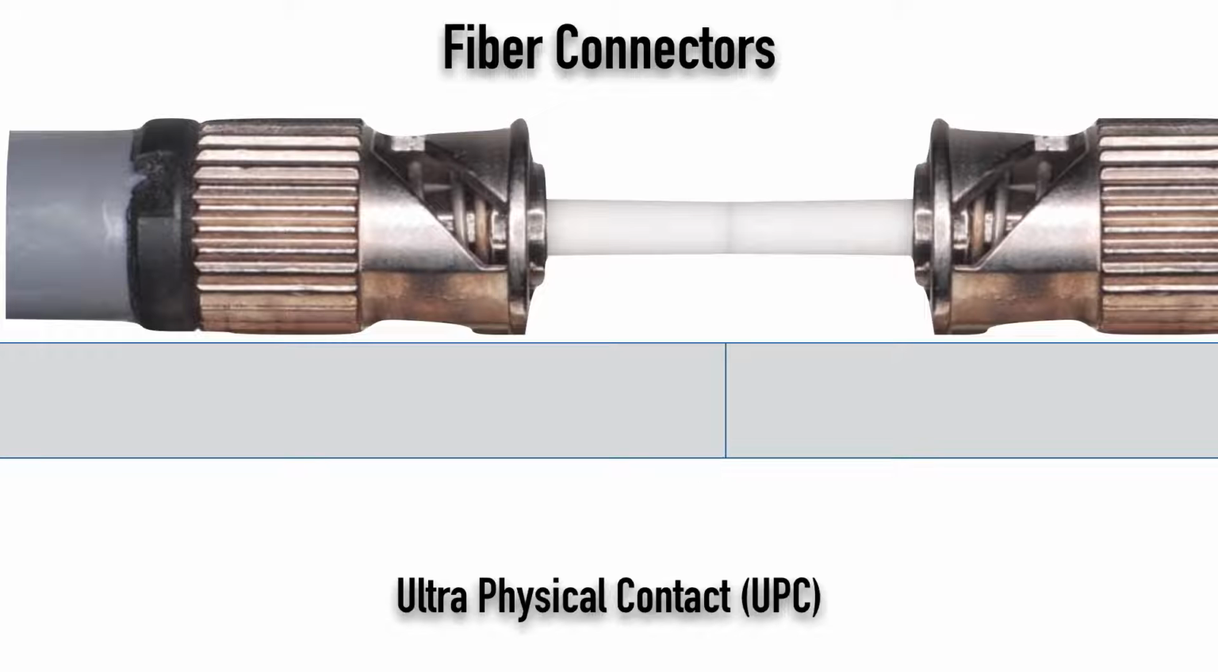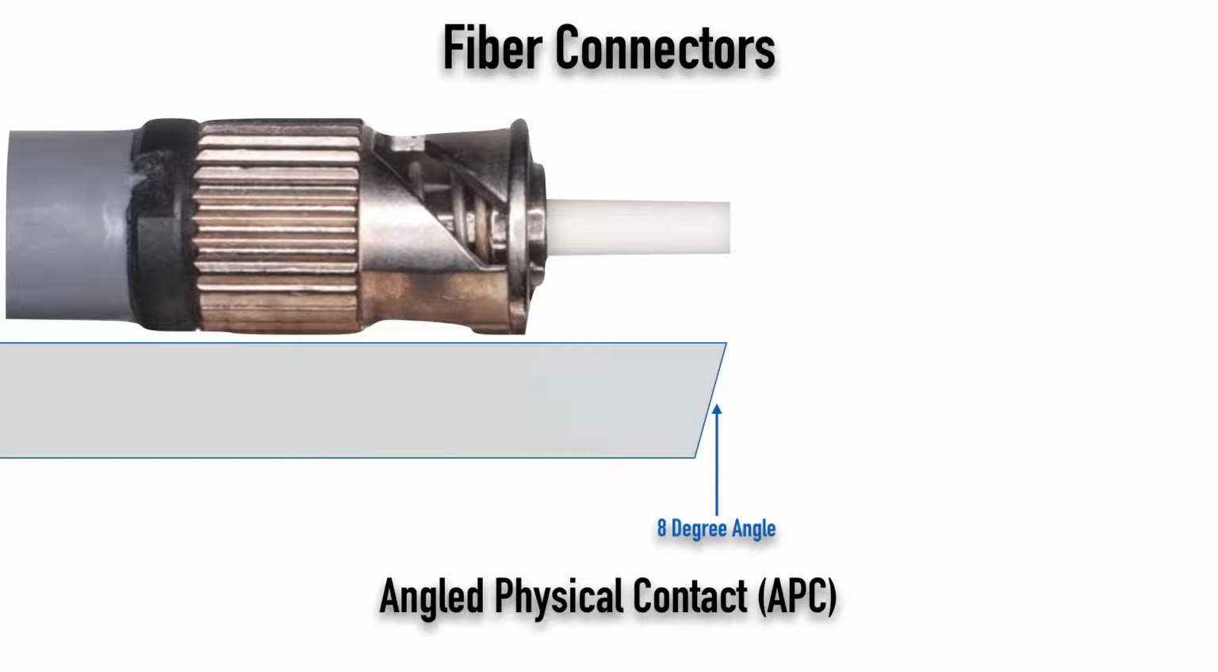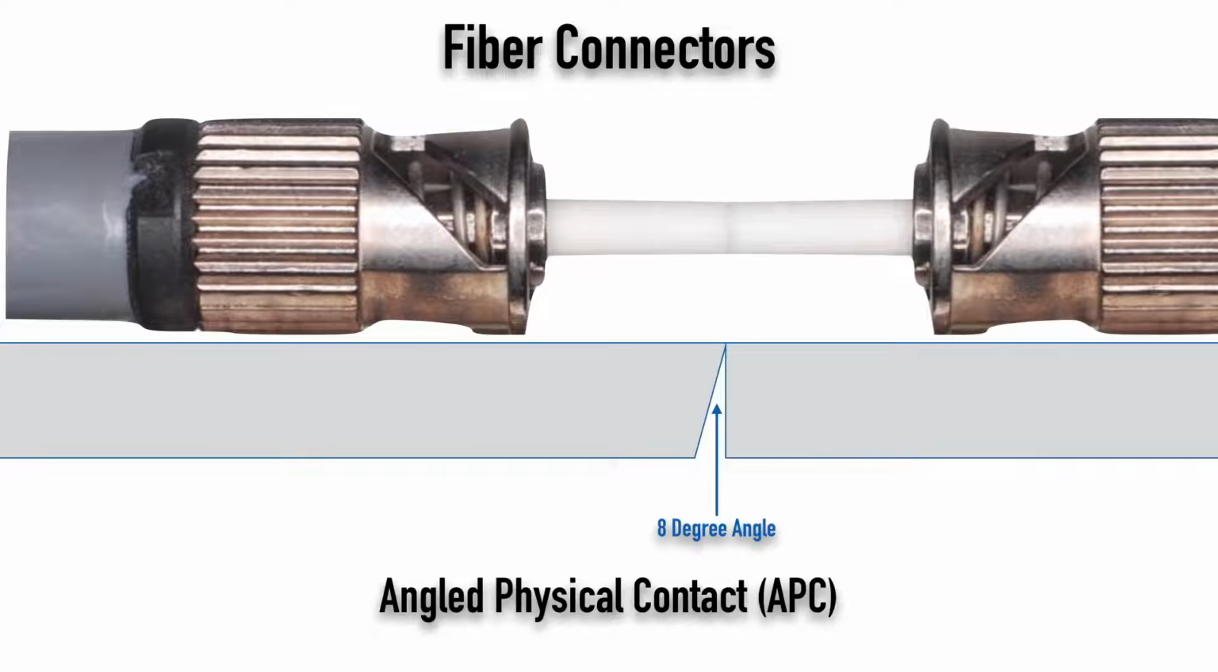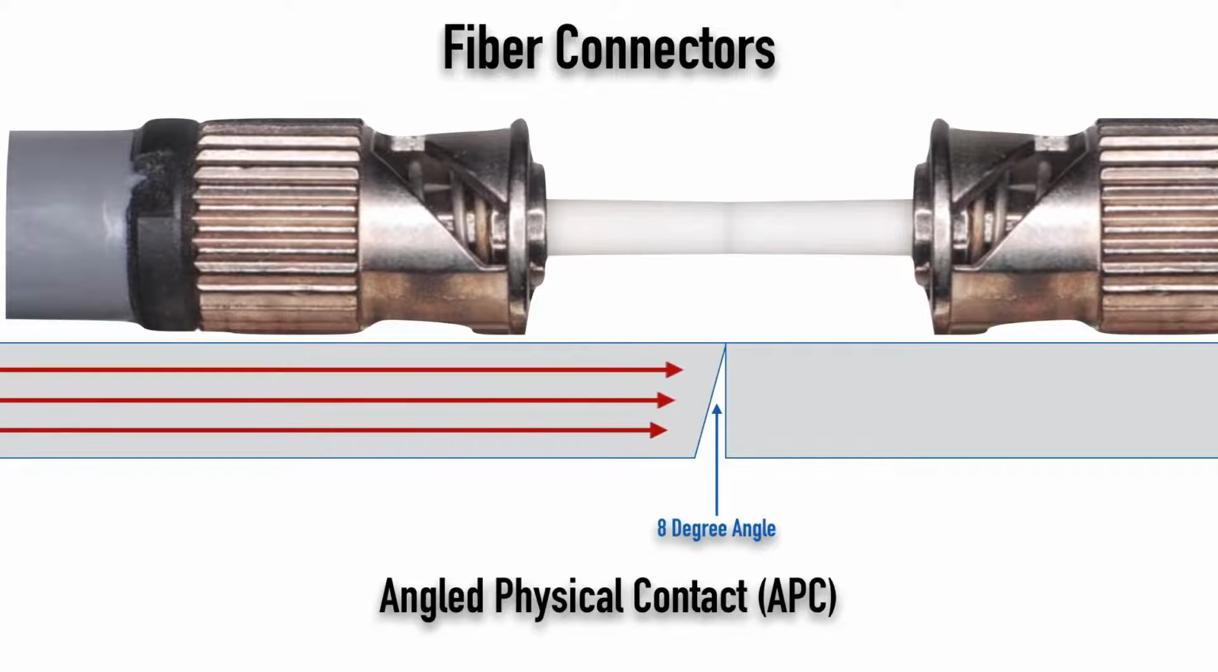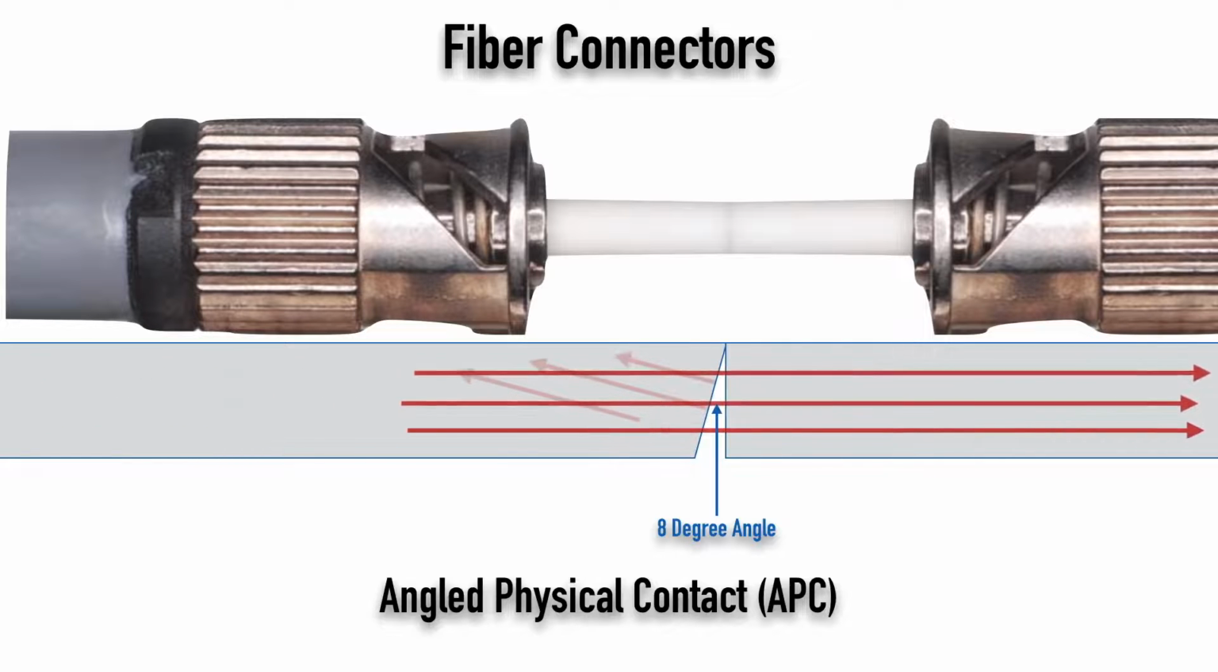So many people, instead of using this approach where we have a flat surface touching a flat surface, which is known as a UPC, an ultra physical contact, some people prefer to use an APC, which is an angled physical contact. Here, when we put these connectors together, they don't completely touch. It's not a flat surface meeting a flat surface. There's actually an 8-degree angle between these. And this is called, again, an angled physical contact. And the idea is the tiny bit of reflection that we get is not going to go straight back and damage the optical source. It's going to be dissipated in the cladding of the fiber.